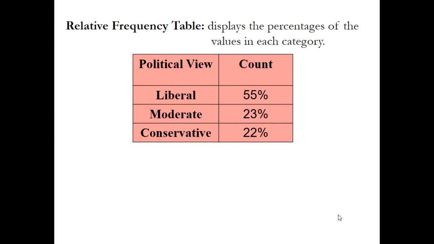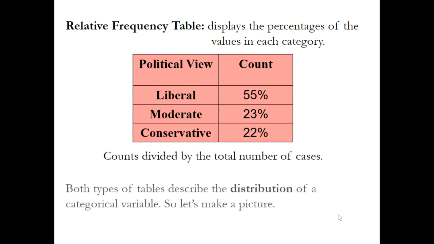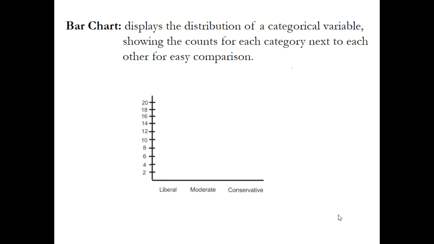54.5%, 22.7 for each moderate and conservative. Now, in using this, we get to see a distribution of categorical variables, so we can make a picture. Doing that, we can first of all use a bar chart. It just displays the distribution of a categorical variable, showing the counts for each category next to each other for easy comparison.